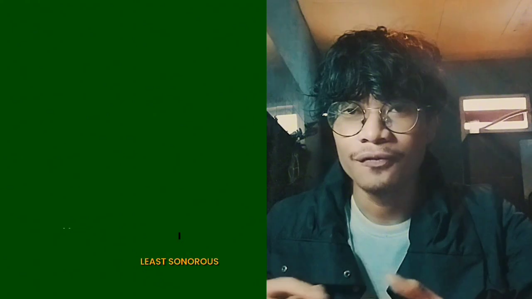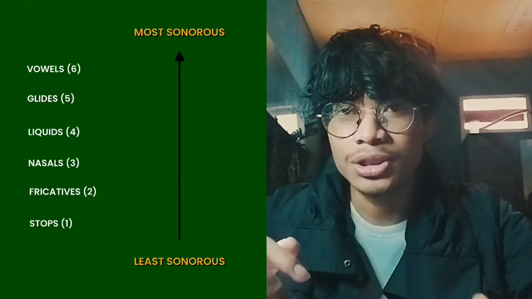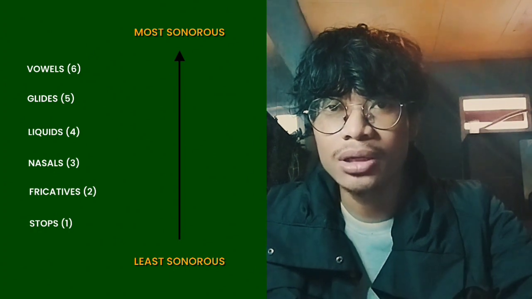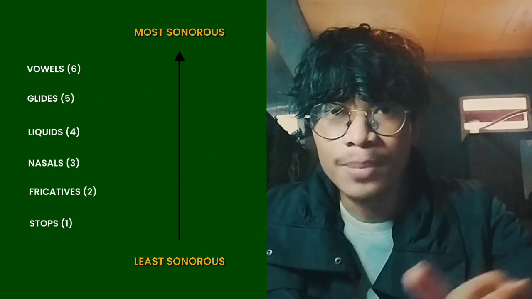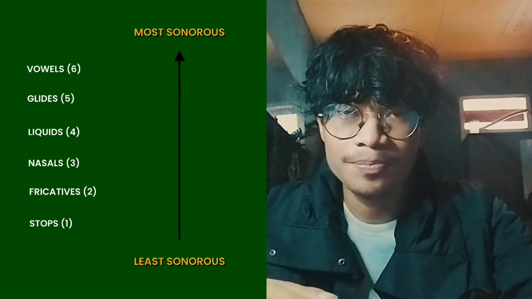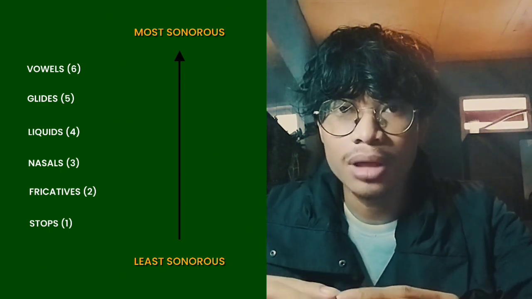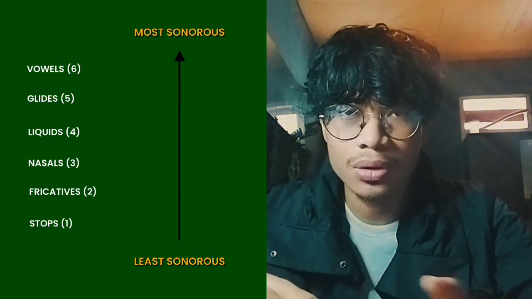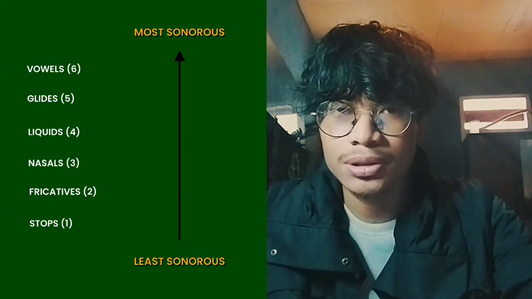So, what is the sonority scale? Imagine a ladder of sounds, from quiet to loud, like a whisper to a shout. The sonority scale is a way of arranging these sounds based on their loudness or intensity. Consonants and vowels fall at different points on this scale. Vowels are usually more sonorous, or louder, than most consonants.